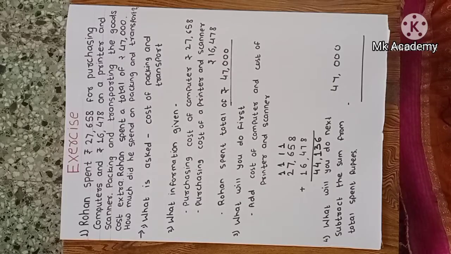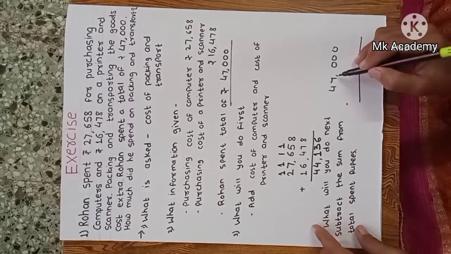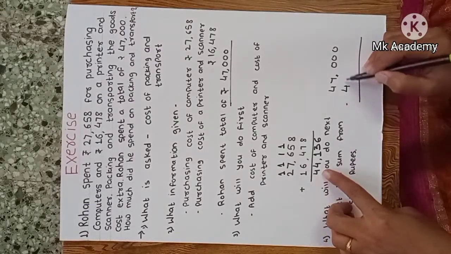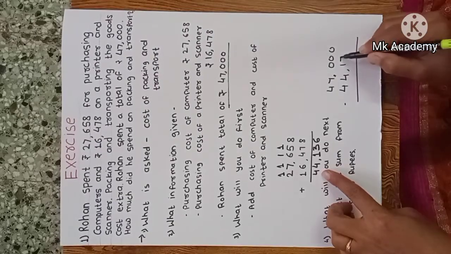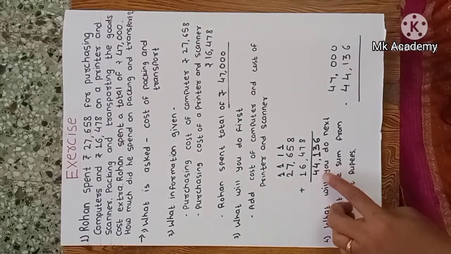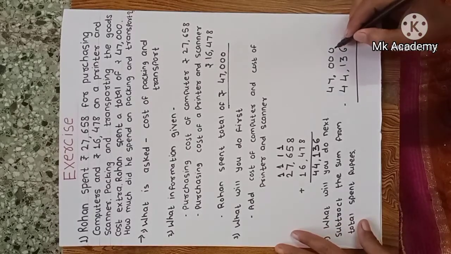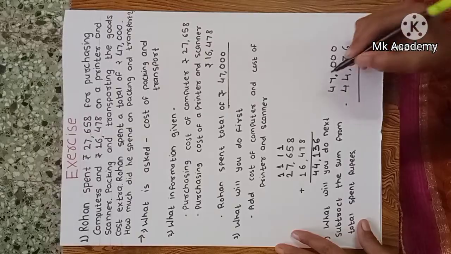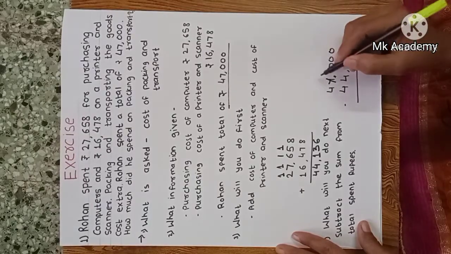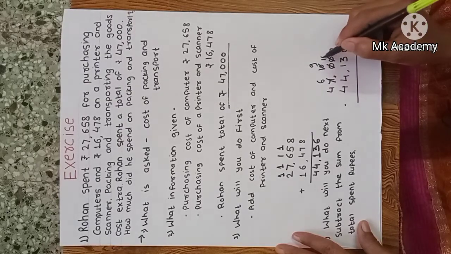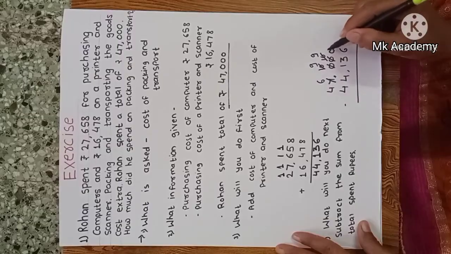Now next step is, what will you do next? Subtract the sum from the total spent rupees. Total spent rupees is 47,000 and we subtract this sum, 44,136. Now here this is 0, 0, 0, therefore we can borrow from here. We get here 6, we get 10. Again we can borrow from this 10, here 9. We can again borrow from here, get 10.